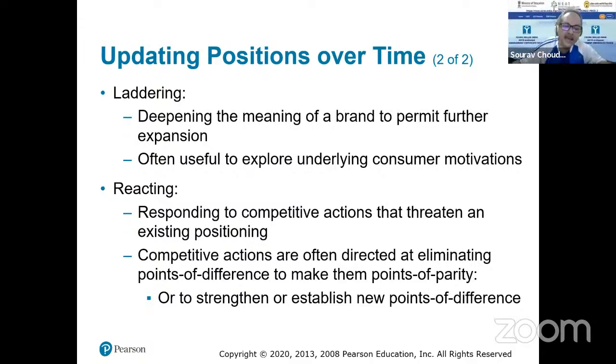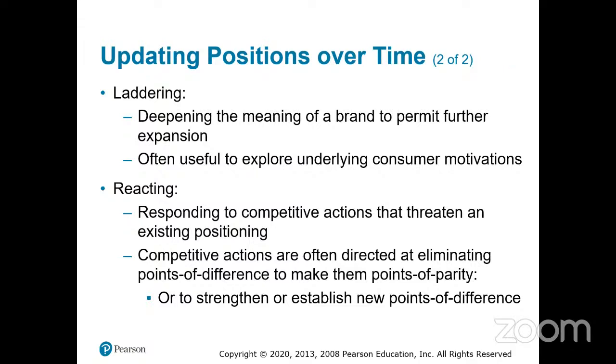And reacting, responding to competitive actions that threaten existing positioning. So when competition is becoming aggressive and they come up with a new positioning, or they are threatening the existing positioning of my brand, then I start reacting. Competitive actions are often directed at eliminating a point of difference. So what does competition do? When I have a point of difference and I am selling well, they try to eliminate that point of difference. They try to match me to make that a point of parity.